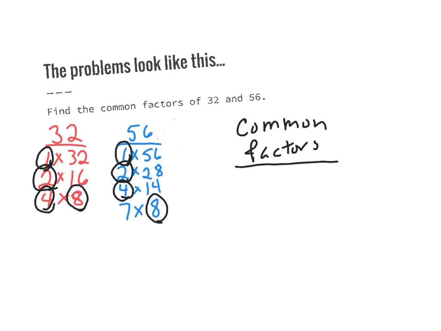Now, a lot of people would look at these and they would circle the 6 on the 16 and the 6 on the 56, but you can't do that. 16 is a number, 56 is a number. You can't separate out the digits. So no 16 on both sides, no 32 on both sides. So my common factors are 1, 2, 4, and 8. So that's how you find common factors.